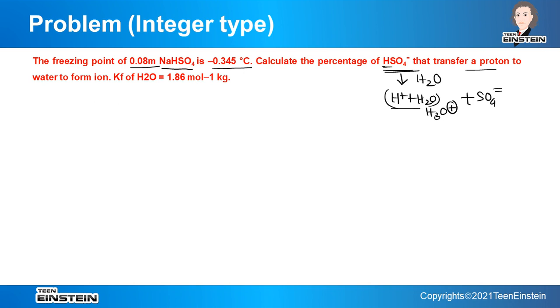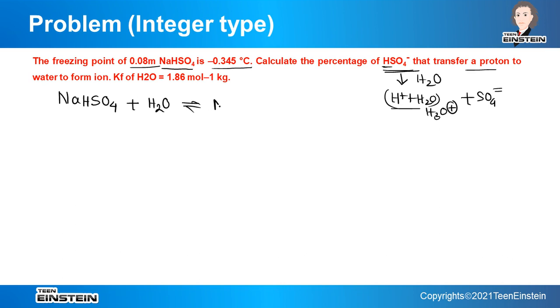So it is asking actually the percentage of dissociation of HSO4, but it is asking in an indirect way. You have to read the question very carefully; once you understand what the question is actually asking, it will not be very difficult. Fine. So first we will write the dissociation of NaHSO4, and you can also take water here. If you omit water, then also it is fine.